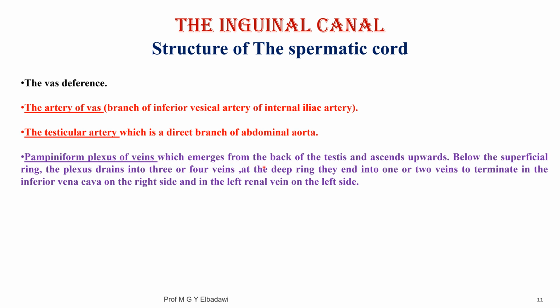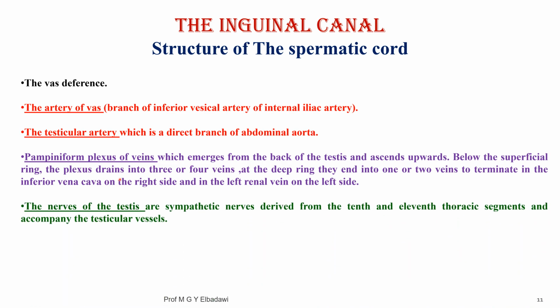The pampiniform plexus of veins surrounds the whole spermatic cord from the testis up, and then within the canal it is almost 3 or 4 veins at the superficial ring, then at the deep ring, 1 or 2. On the left side, it will go to the left renal vein. On the right side, it will go to the inferior vena cava.